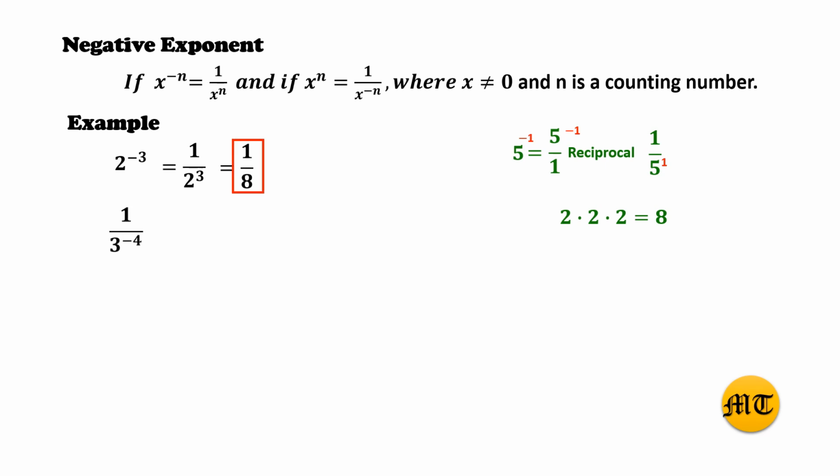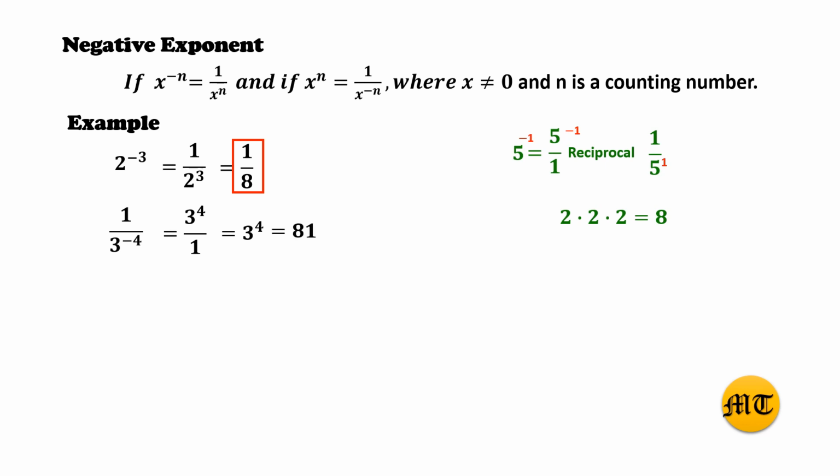Let us have another example. 1 over 3 raised to negative 4. First, let us make the negative exponent into a positive exponent by getting its reciprocal: the numerator becomes the denominator, and the denominator becomes the numerator. So, we have 3 raised to 4 over 1, or simply 3 raised to 4, which is equal to 81.